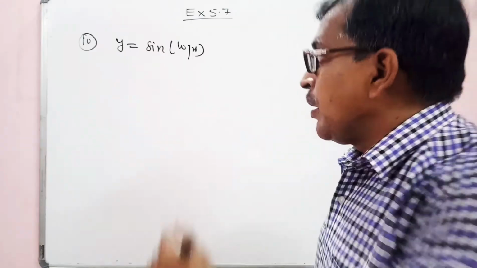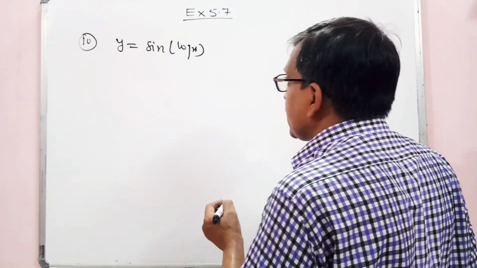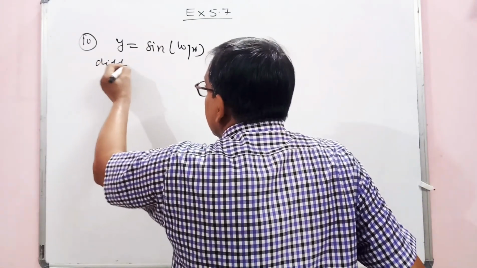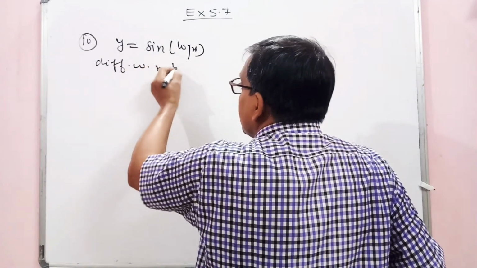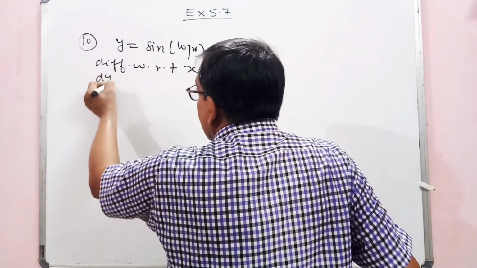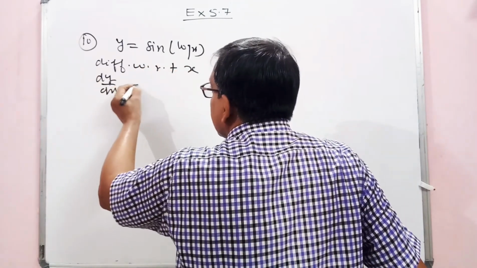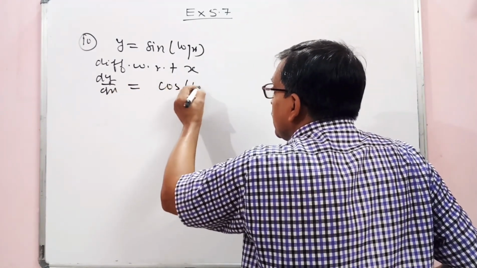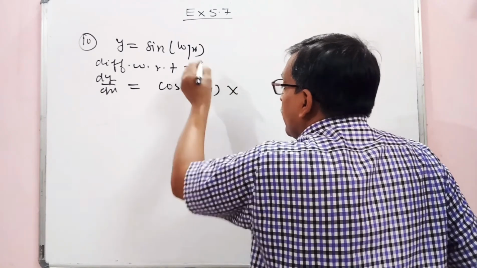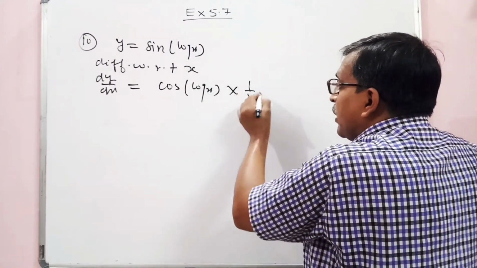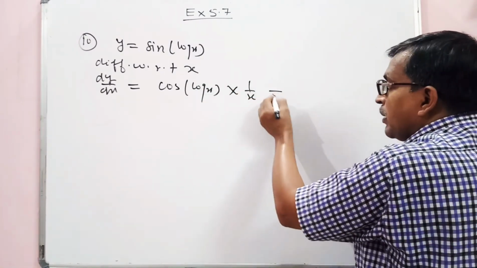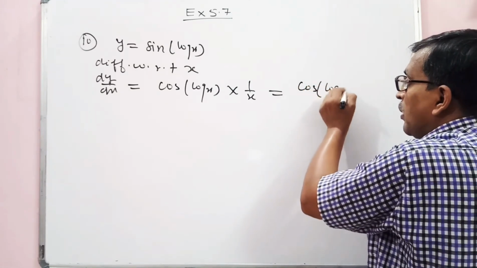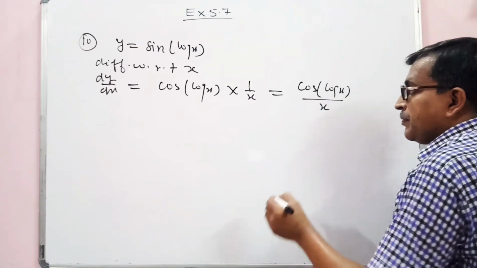This is the answer. Now you see the question number 10, y equals sin log x, differential with respect to x. dy/dx, sin we write down cos log x, and the differential of log x is 1 upon x, then equal to cos log x upon x.